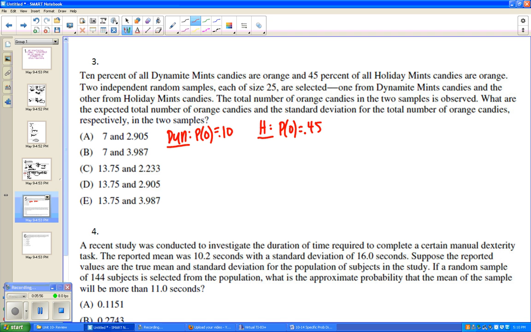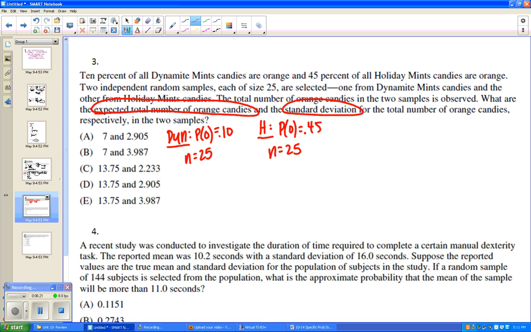Two independent random samples. We always like samples to be independent, of size 25. So we have n equals 25, n equals 25 selected. The total number of orange candies in the two samples is observed. So we're counting orange candies. We are looking at the expected total number of orange candies and the standard deviation.